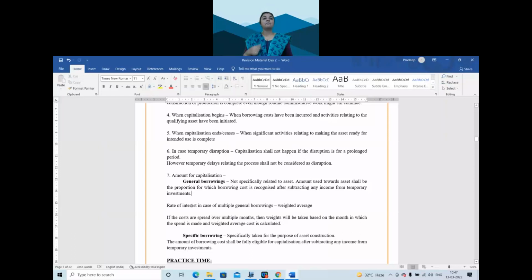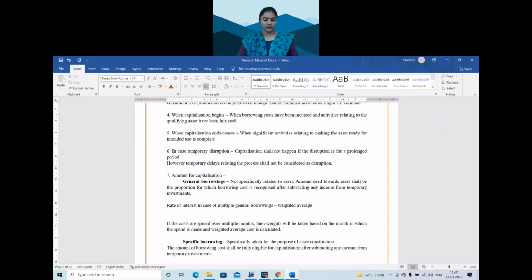And if I have multiple general borrowings, I have one debenture at 10%, I have a loan at 12%, if I have multiple items, take the weighted average cost. Okay, so how to calculate weighted average? Total borrowing cost divided by total borrowings. So let's write that formula also. Weighted average rate is equal to borrowing cost for the year divided by total borrowings. It is always borrowing cost for the year.